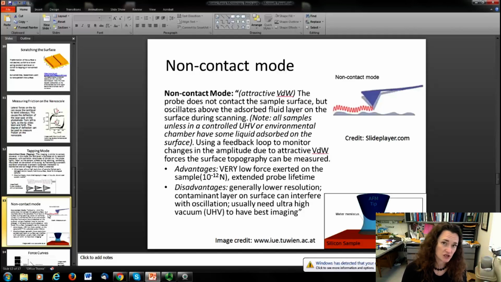Now, of course, the advantages here are that there's very low forces exerted on that sample, and that means that your probes last a really super long time, and you practically never damage your surface. However, this mode often has lower resolution, and contaminant layers on your surface can interfere with the oscillation. So oftentimes people don't do this mode unless their AFM is in an ultra-high vacuum chamber, and that allows you to do the best job of imaging.